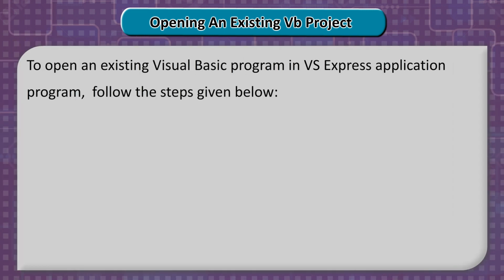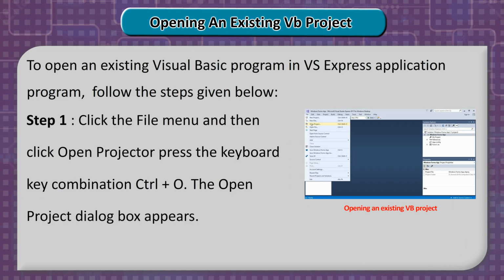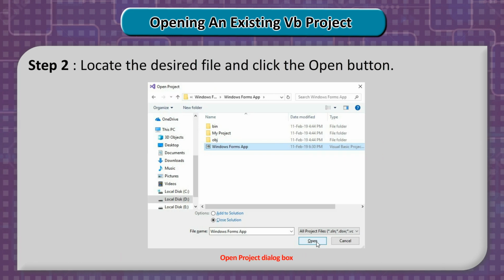Opening an existing VB project. To open an existing Visual Basic program in VB Express application program, follow the steps given below. Step 1. Click the File menu and then click Open Project or press the keyboard key combination Ctrl+O. The Open Project dialog box appears. Step 2. Locate the desired file and click the Open button.